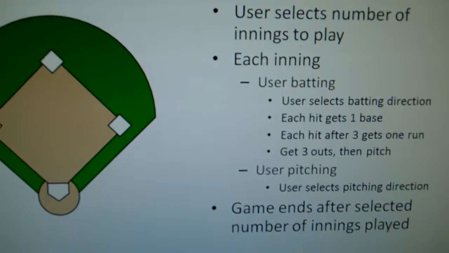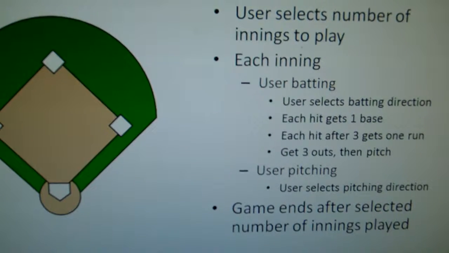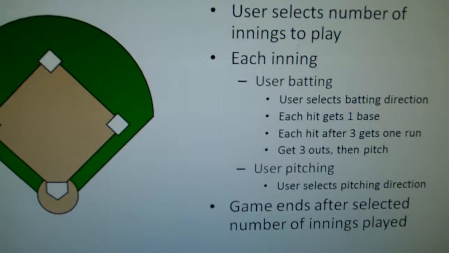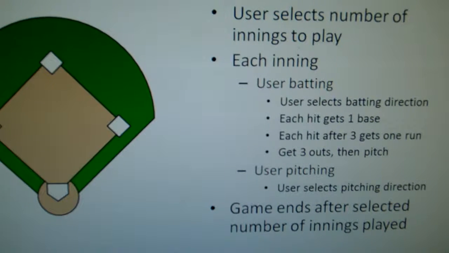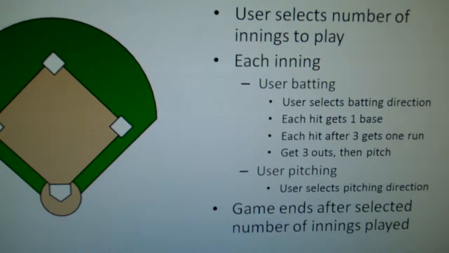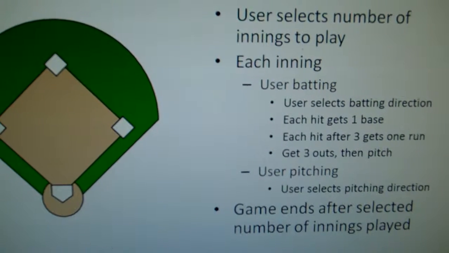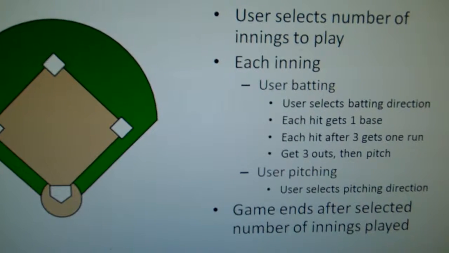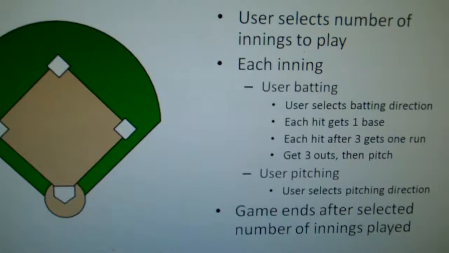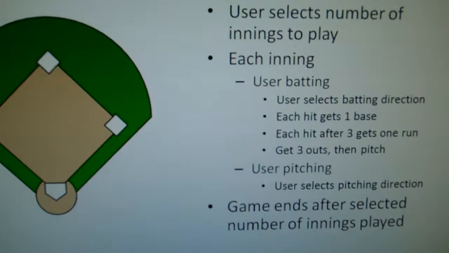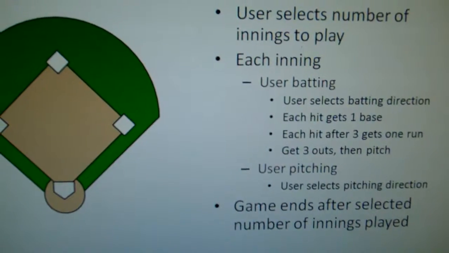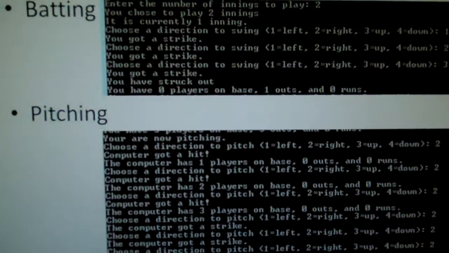But instead of selecting the batting direction, the user selects the pitching direction. And if the computer's randomly selected direction does not match, then the user gets a strike. Otherwise, the computer gets a hit. And then the game is over after the selected number of innings are played.